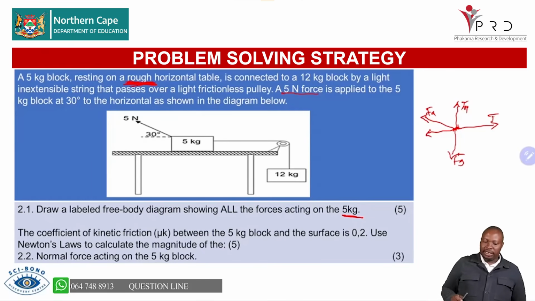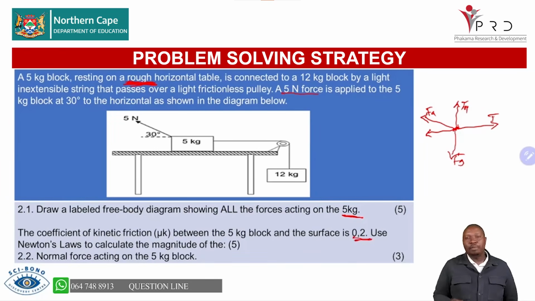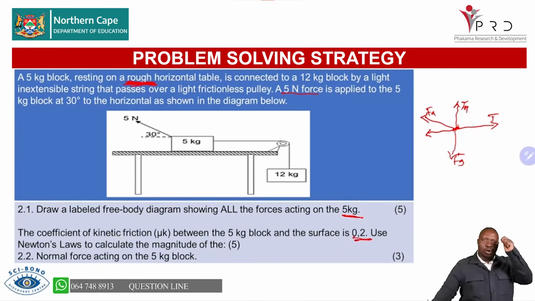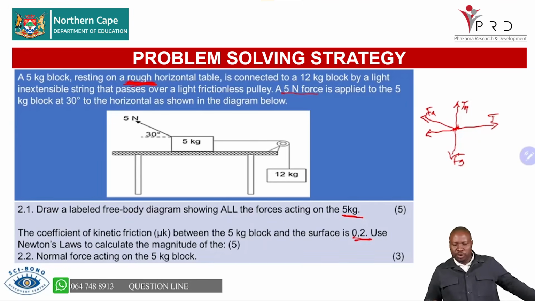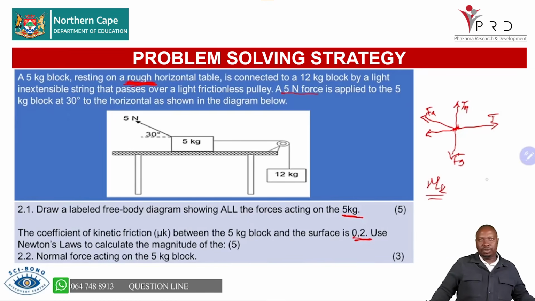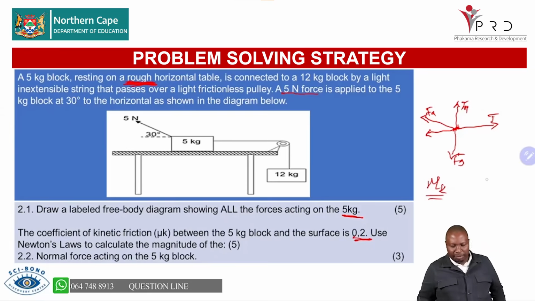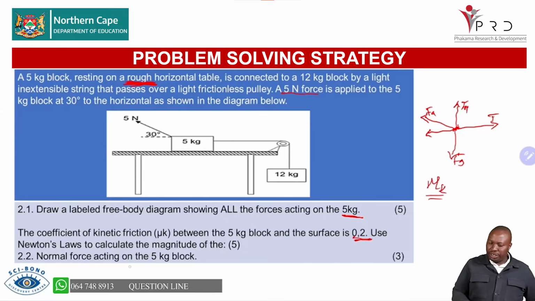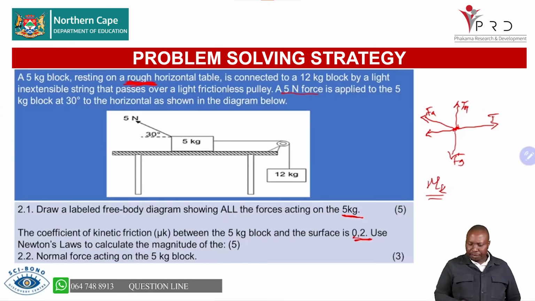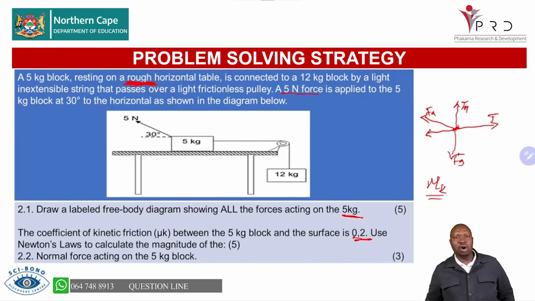And the next question was the coefficient of kinetic friction between the 5 kg block and the surface is 0.2. Immediately when you see that 0.2, you will know that is when we use the coefficient of kinetic friction. You know that that is when we calculate our normal force. Hence, we have the question that says calculate the normal force acting on the 5 kg block.